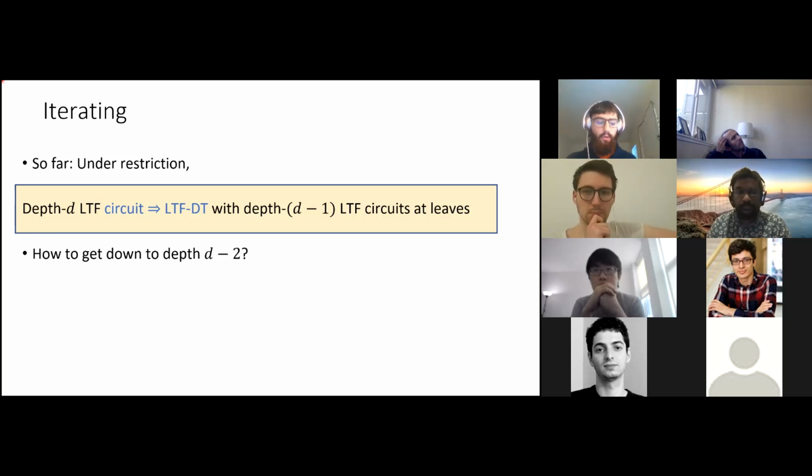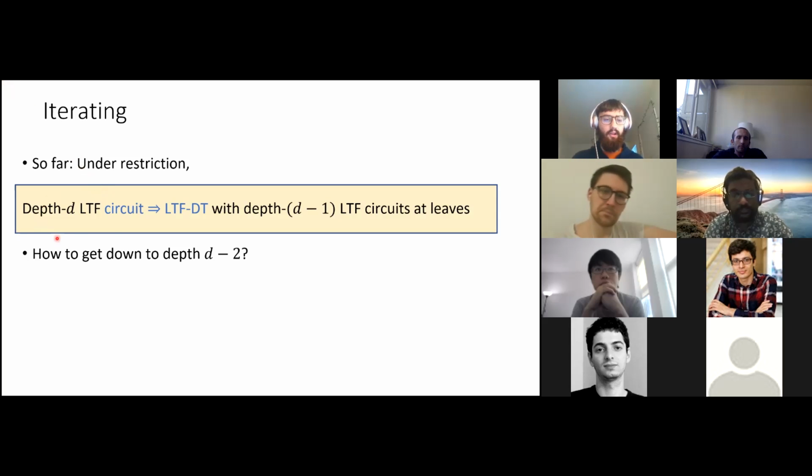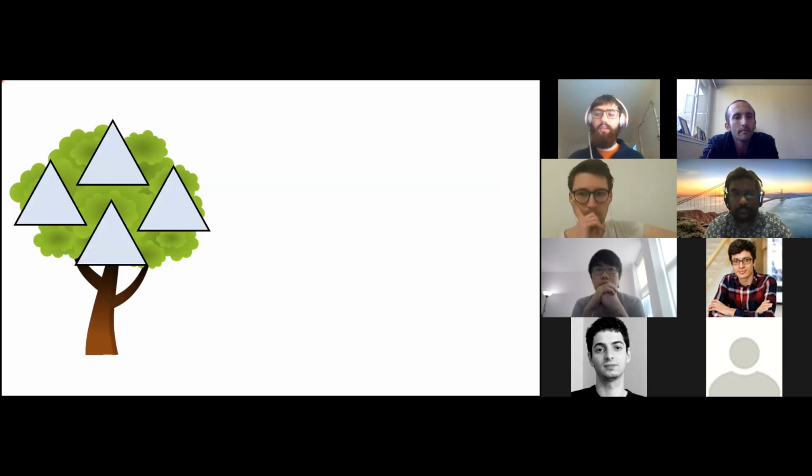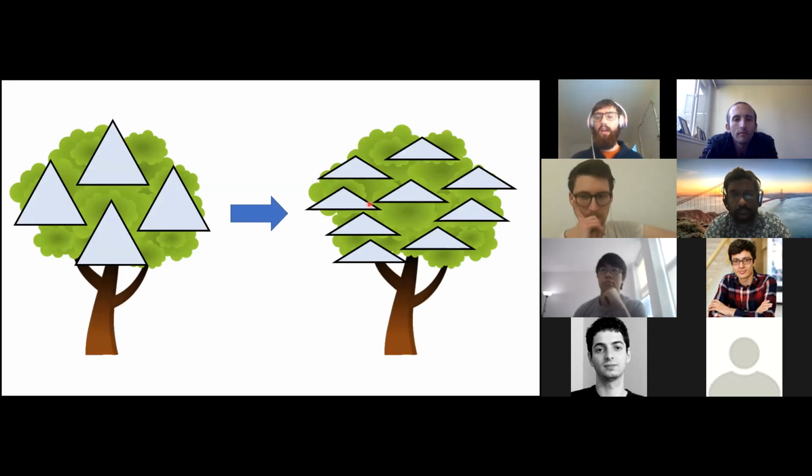So then at this point, what we'd like to do, of course, is iterate the process. We'd like to continue simplifying this circuit. We need to get from depth D-1 down to depth D-2. The trouble, though, with this statement is that we started with one type of thing, a circuit, and we ended with a different type of thing, a decision tree. So it doesn't quite make sense to iterate the process from here. So what we'd like is a statement that says if you start with an LTF decision tree and then you hit it with a random restriction, we'd like to be able to claim that you get another decision tree, the same sort of thing, but the depth of the circuits at the leaves has improved.